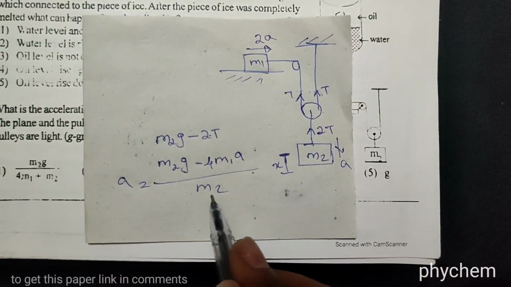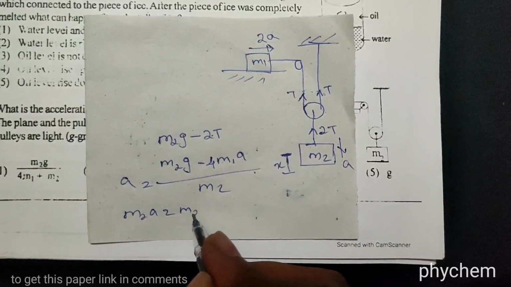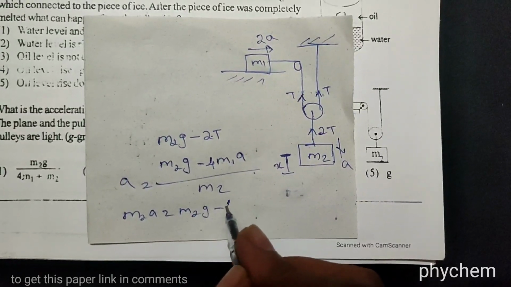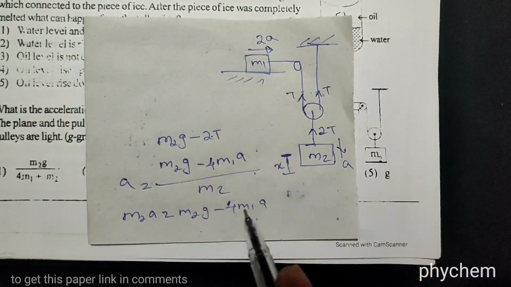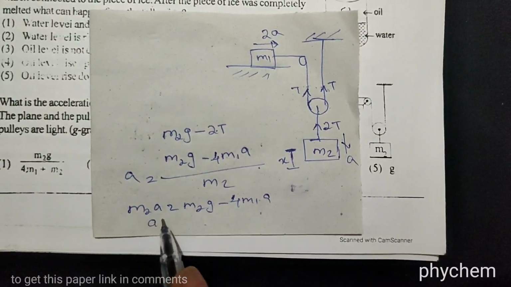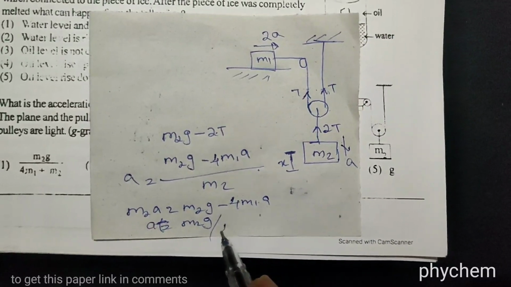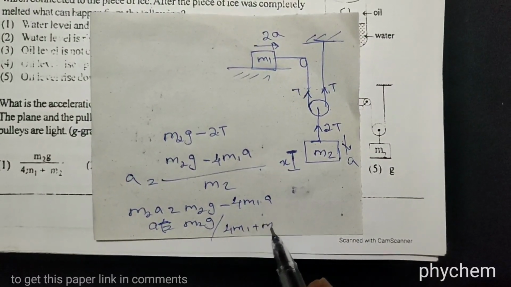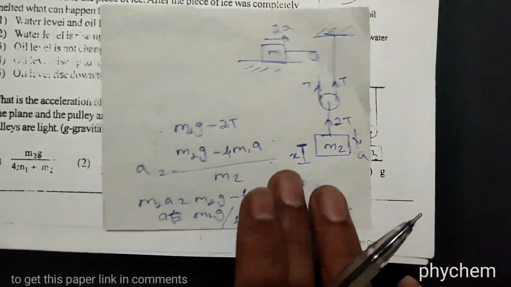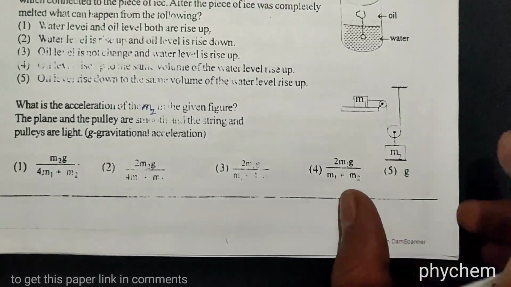So I have to get the answer for a. I am multiplying this m2 to this side. So m2 into a is equal to m2g minus 4m1a. I'm going to add this 4m1a to this side, so you can take a outside. So a is equal to m2g over 4m1 plus m2. So what is the answer? Okay, the first one is the right answer.